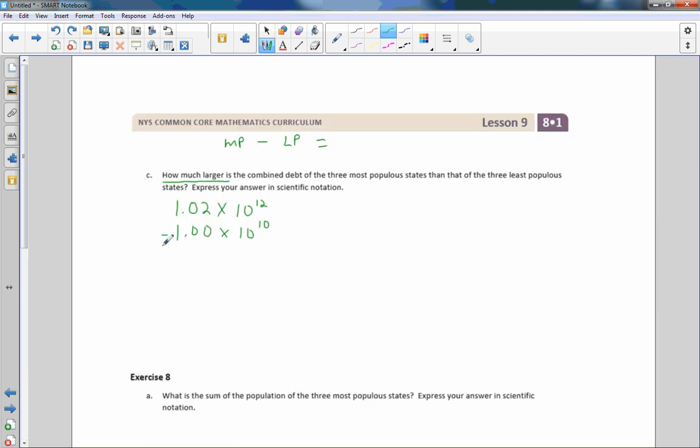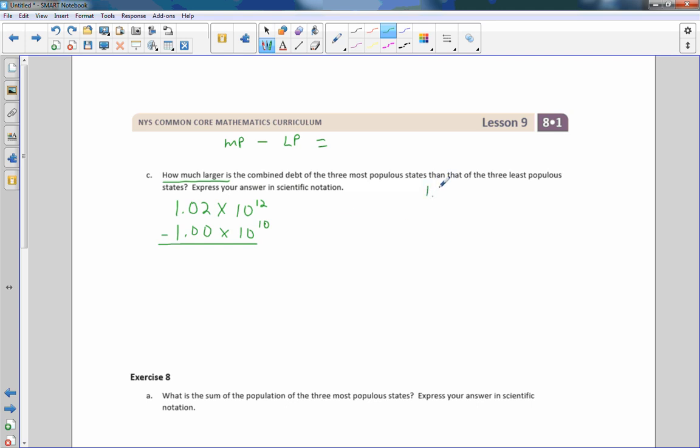Okay, so now I want to subtract these. But we can't, because our base 10 to the power, if we're going to subtract, we can't add or subtract unless they're like terms, and these are not like terms. So I need a 12 here, or I could make this a 10 here, either way. So I'm just going to explain this in more detail.